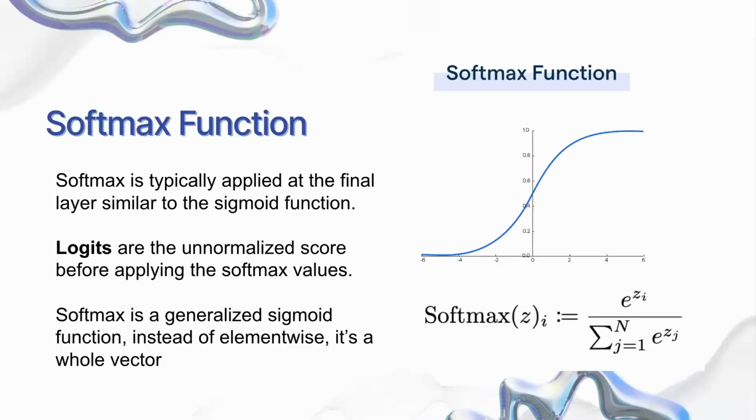Now, the sigmoid function doesn't work when we have more than 2 classes. So we have a generalization of the sigmoid function. It's called the softmax function.